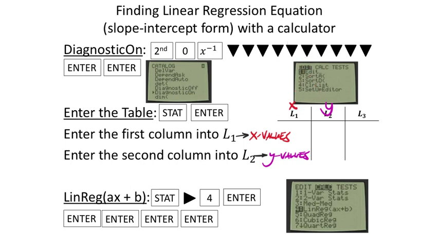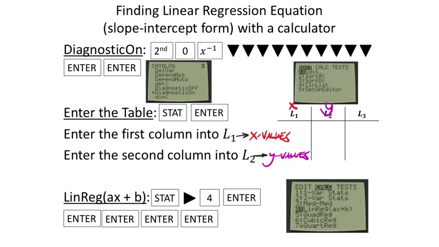We don't want that menu. We want the calc menu, so I've got to push over. Then I've got the calculation menu. I'm telling the calculator, please find this for me. I want the linear regression, ax plus b. So I'm going to push 4. You can just scroll down and go to 4 and push enter. It doesn't matter. And then from there, whatever the screen is, and I forget what it is, just push enter, enter, enter, enter, enter. Boom, that's it.